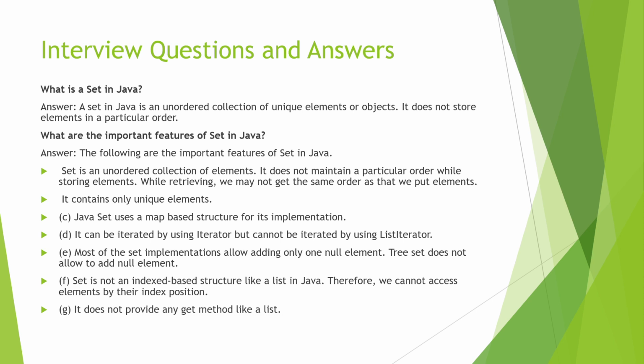The next feature is that most set implementations allow adding only one null element, but TreeSet does not allow adding a null element. Implementations like HashSet and LinkedHashSet allow only one null element, but TreeSet doesn't. Why TreeSet? Whenever you add into the TreeSet, it stores in ascending order. Ascending order means it will compare with the other elements, and if the other element is null, it will throw an exception. That's why TreeSet doesn't allow adding a null element.